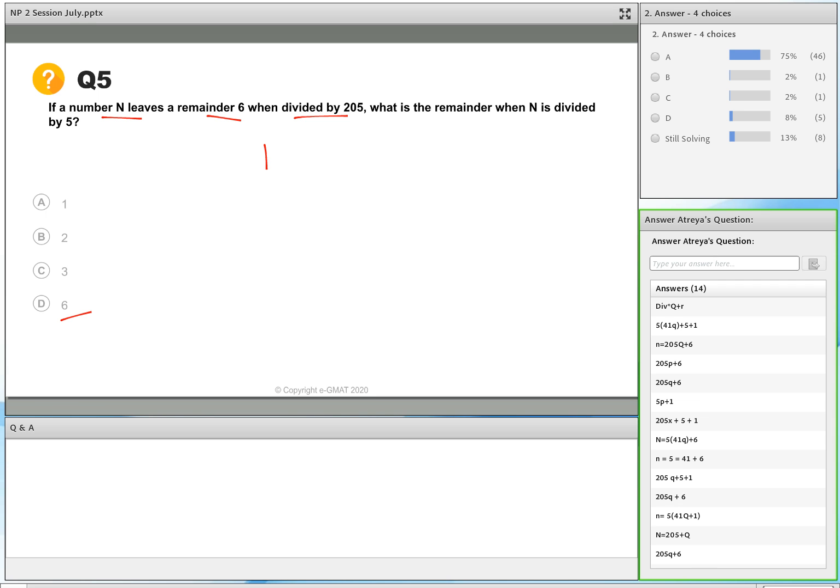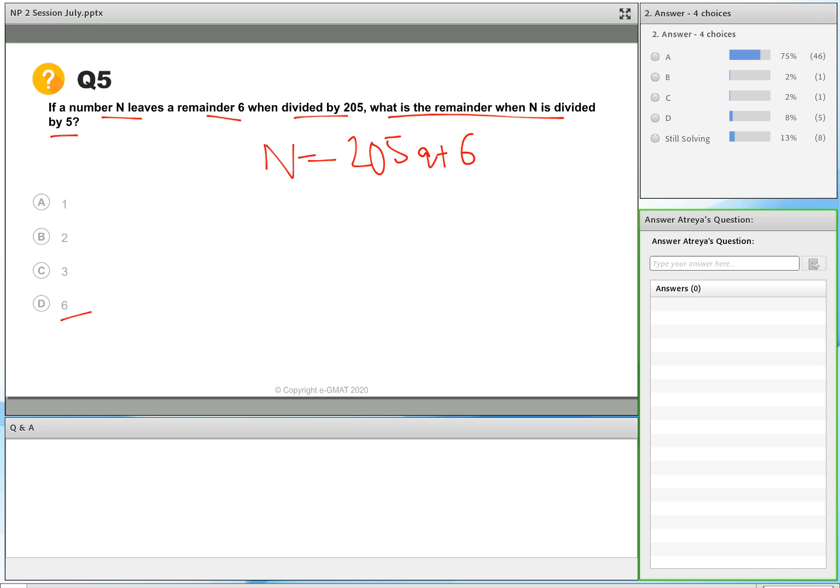Okay. Let me write that out very quickly. 205q plus 6. Now, what is the remainder when n is divided by 5? I'm going to very quickly clear all the answers. Can you tell me this? How do I write n as?